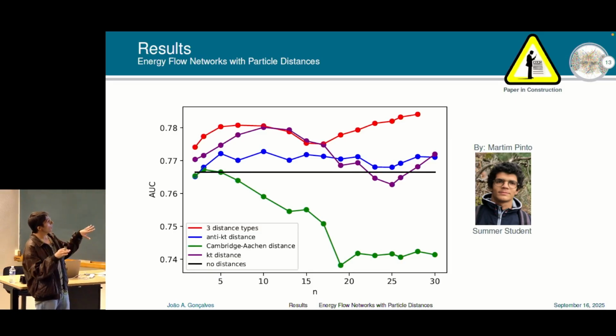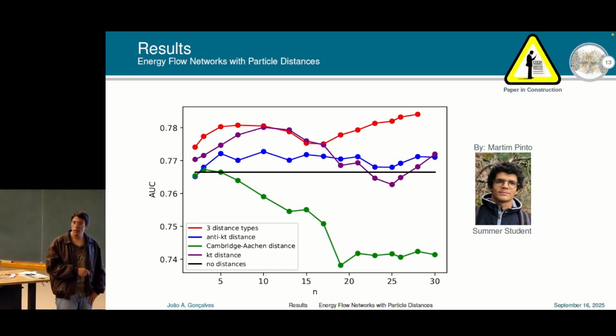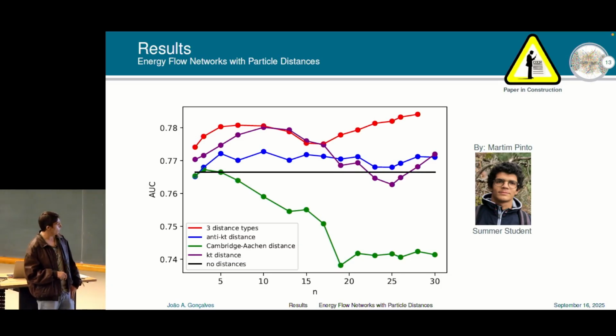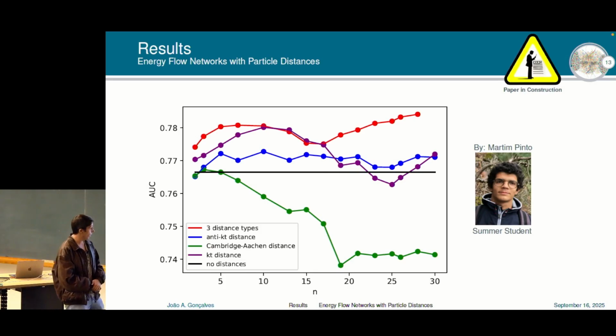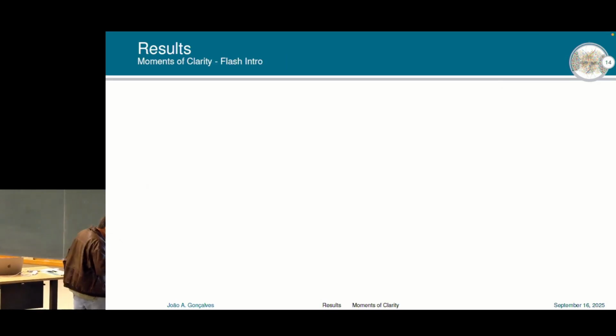But we see that if we add the three distance types, we actually get a little bit of an increase of the AUC. So adding distances as well could be something that would be important. Here, n is the number of particles that are being considered for the distances themselves, and it starts basically by the hardest particles, so the ones with the highest transverse momentum. And this again would be the end of my talk.